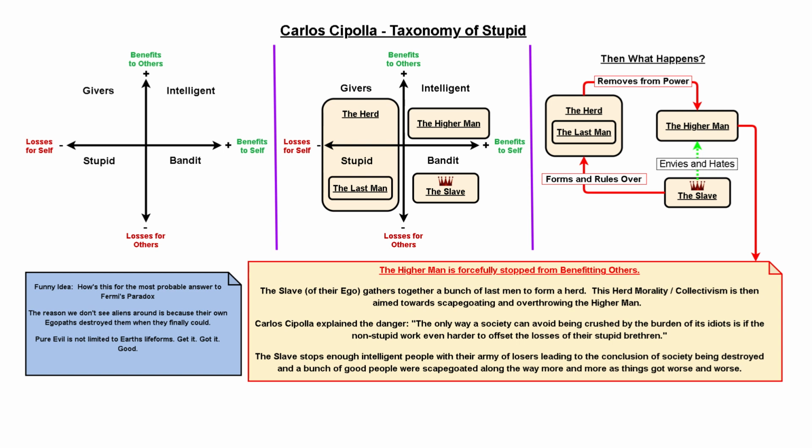So let's move to the third stage here, the third part in Carlos Apolo's taxonomy. So the one on the right here. I've shown you Carlos Apolo's taxonomy, and I've shown you how the classifications are put in place, and then what happens. So if we start down at the bottom right on the slave, you can see that the slave envies and hates the higher man. So that's their motivation. Let's follow from the slave the red arrow. From the slave, they're going to form and rule over the herd, which is going to consist of the last man. Giant triangulation over populations.